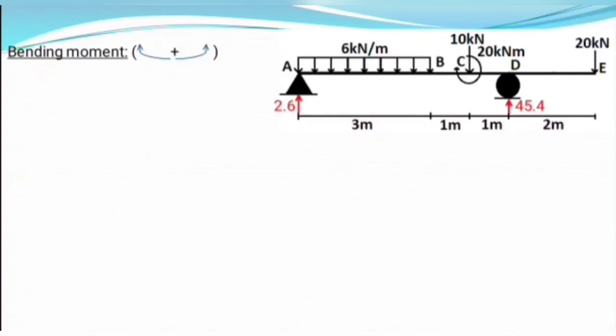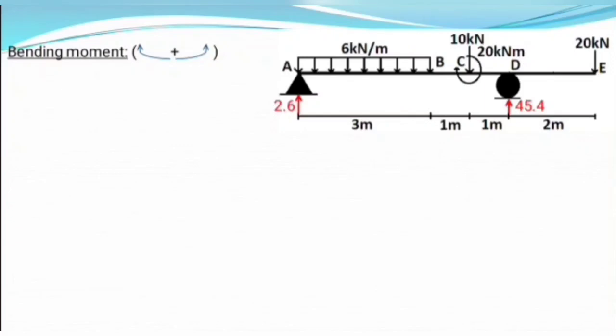And let's talk about sign convention. For calculation of bending moment, if you are taking account of all the forces on the left of the desired point, we take all clockwise moments as positive, and if you are taking account of all the forces on the right side of the desired point, we take all anti-clockwise moments as positive. So this is it. Let's begin.